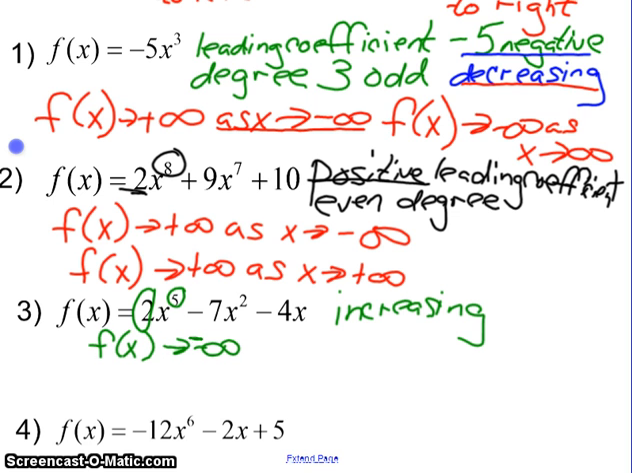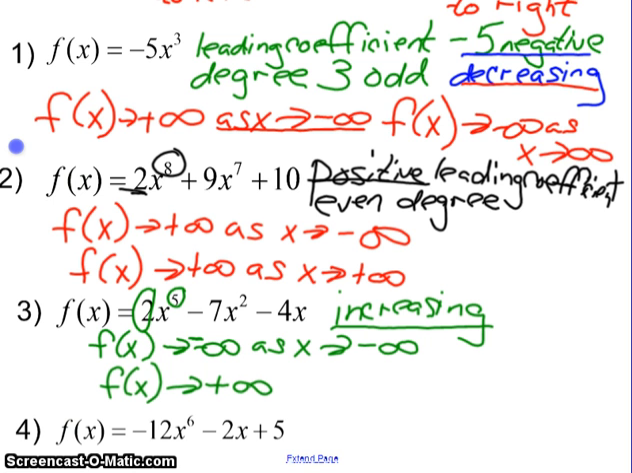Make sure this is a negative sign. Negative infinity to the left. To the left means as x approaches negative infinity. And to the right, it is going towards positive infinity because, again, this is increasing. f of x goes to positive infinity as x approaches positive infinity. This means to the right. Last one.